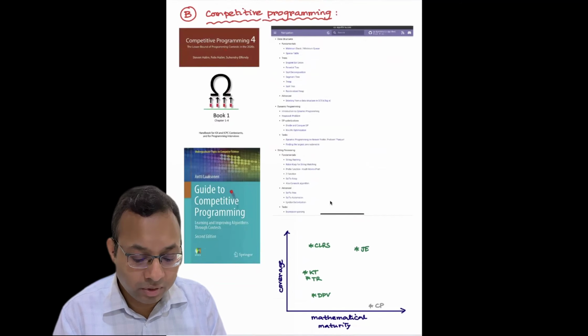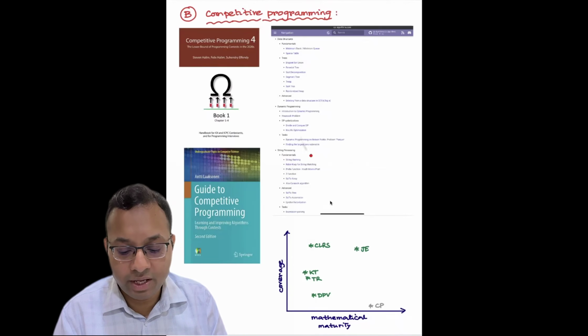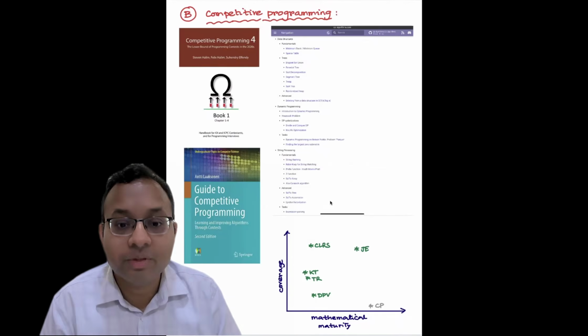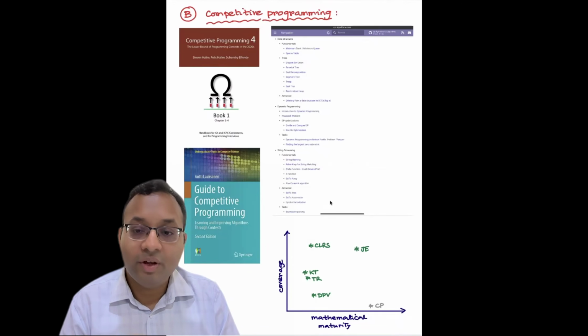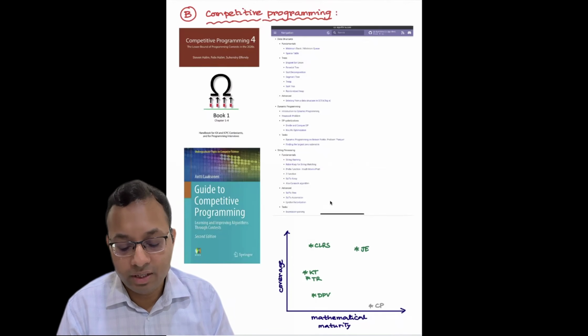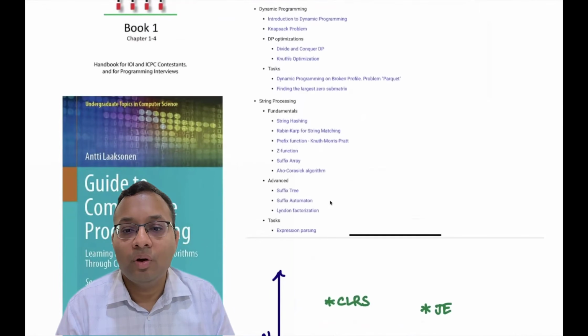This is another nice book by Laaksonen, again competitive programming, and this is a very nice web page called cpalgorithms.com. It's a web page which has a very nice set of topics and problems. If you explore, it has many nice problems on these topics.